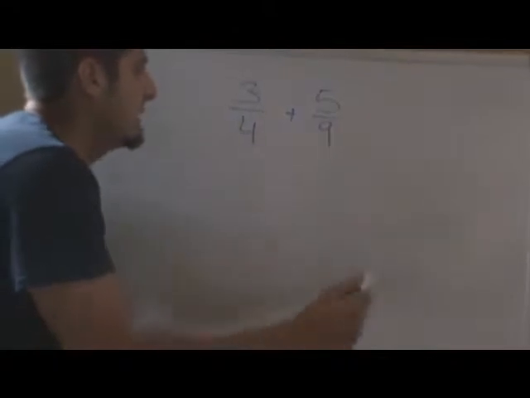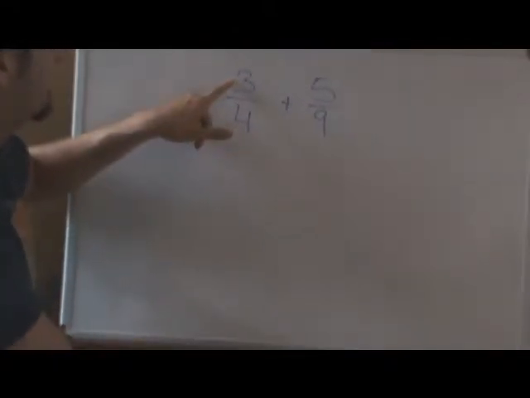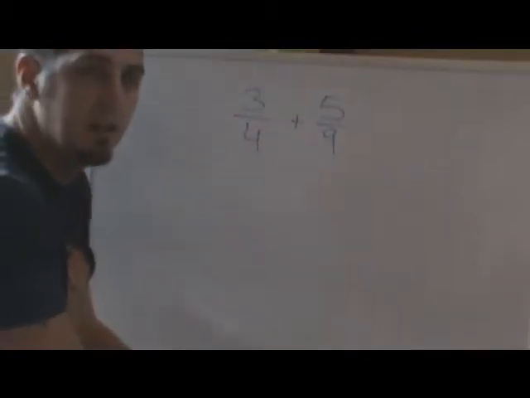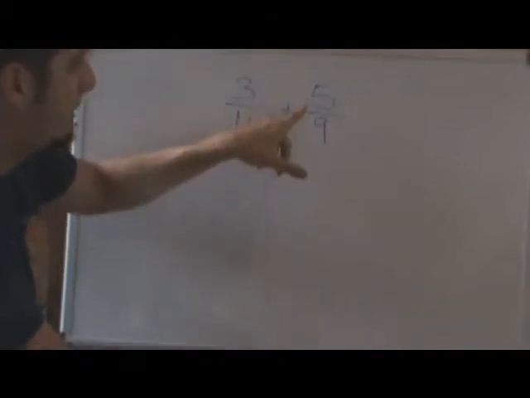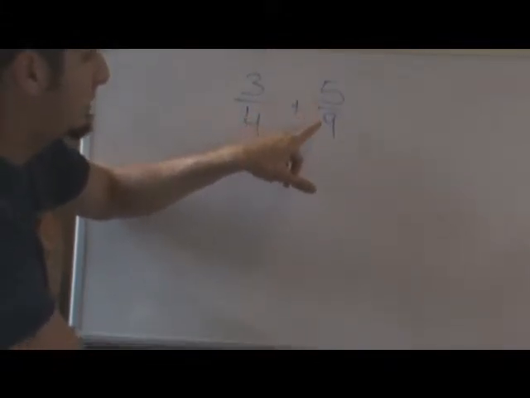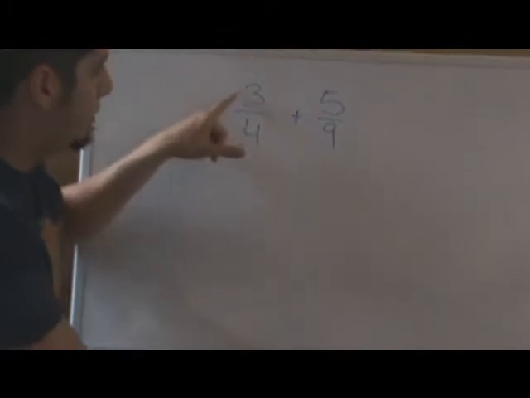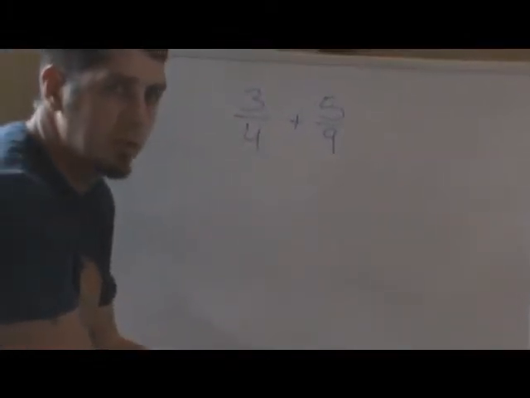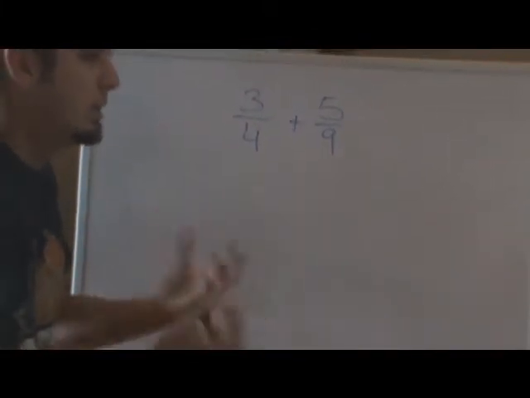So if I just added these up and said that I had 8 pieces of pizza, because up here it says I have 3 and over here I have 5, I can't really say I have 8 pieces of pizza, because 5 of my slices are 1/9 of a slice, and 3 of them are 1/4 of a slice. So these ones are much bigger slices than these ones.